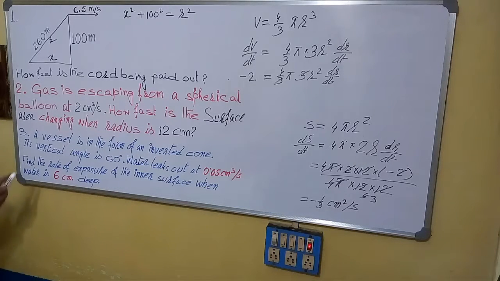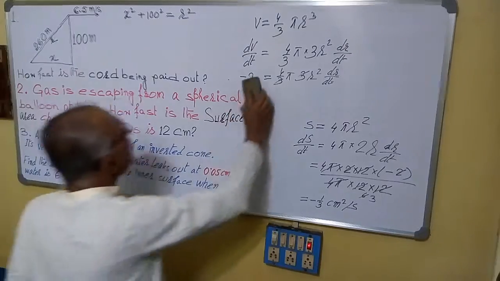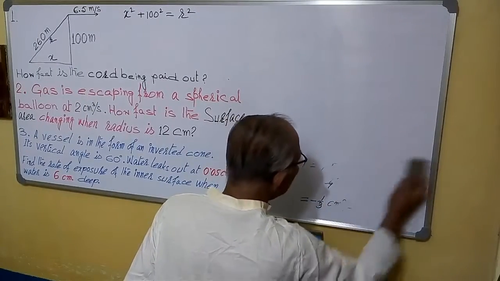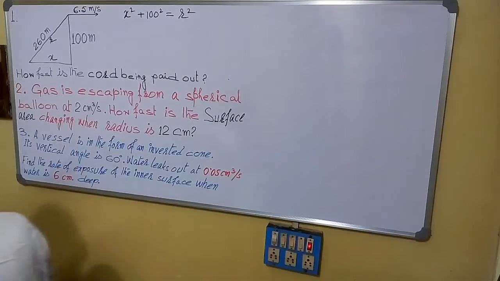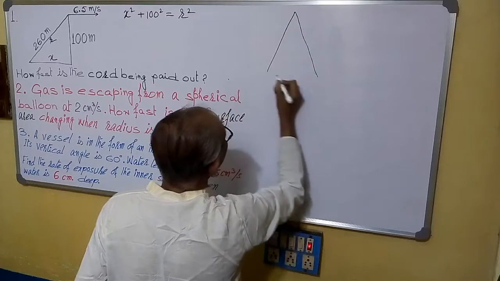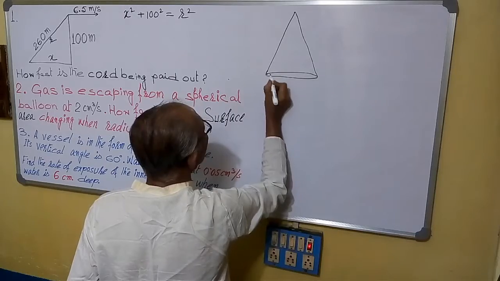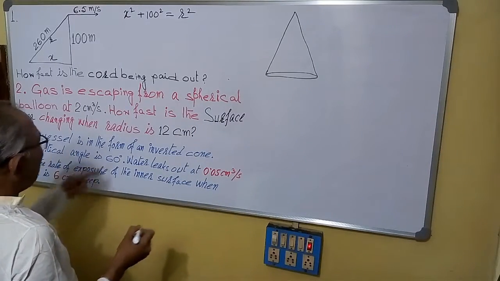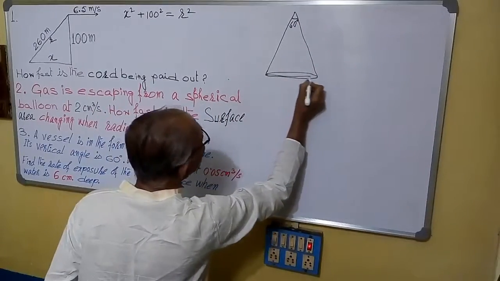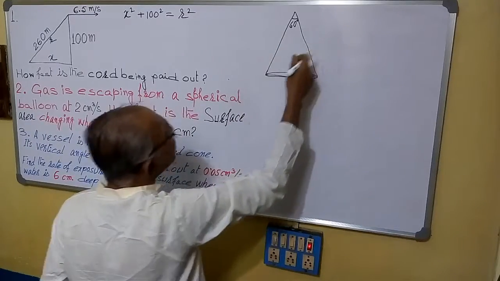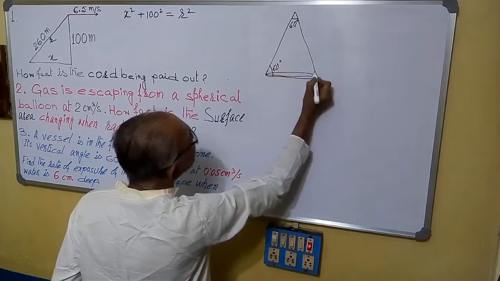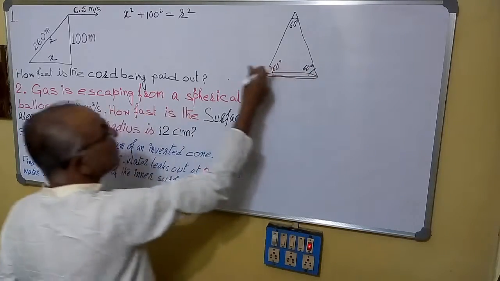Now we can proceed to the third question. See here, we have to face different types of questions. It is mentioned that a vessel is in the form of an inverted cone. Its vertical angle is 60 degrees. Now we know these two sides are equal, so these two angles will also be equal. Easily we can conclude this angle is also 60 degrees. This angle will also be 60 degrees.